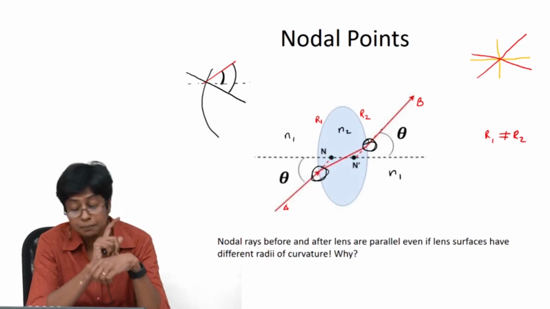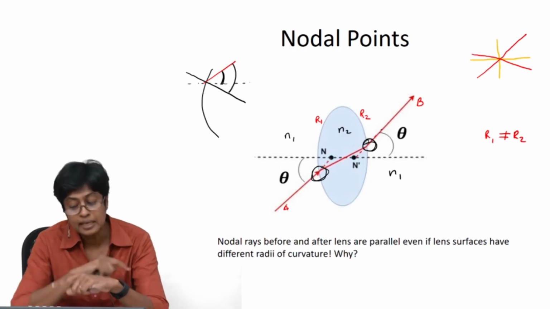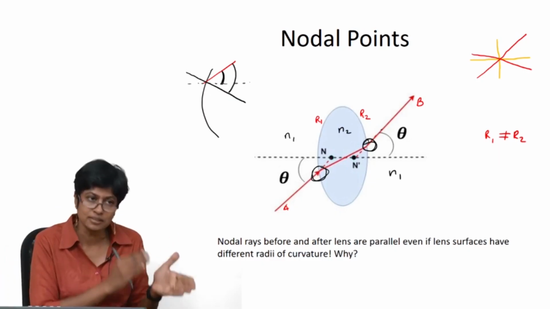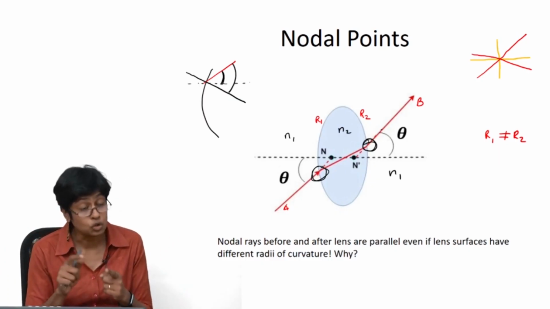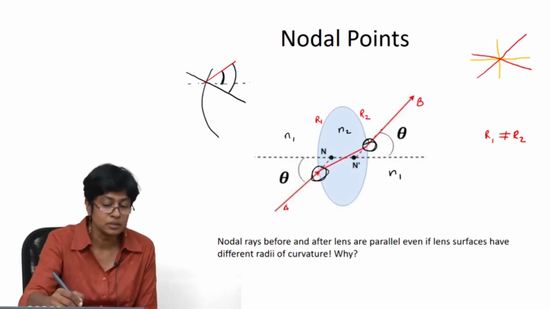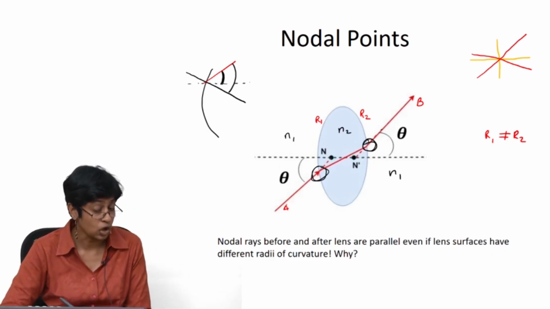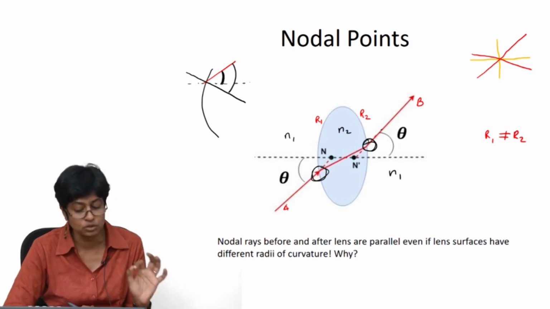When we say the emerging ray is parallel to the incident ray, the ray emerging from this thick lens system is parallel to the ray incident on this thick lens system. The rays that go through the nodal points are going to be parallel. This only means that we are saying this angle is the same in both cases, not the angle of refraction and the angle of incidence. Okay. So, this is with respect to the optical axis.